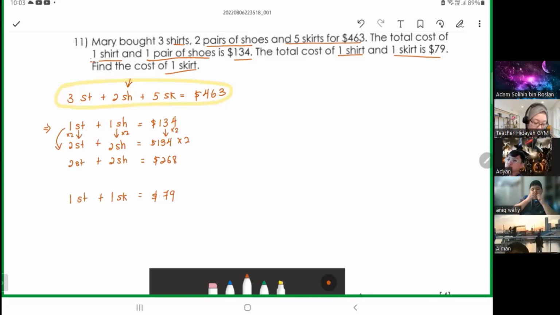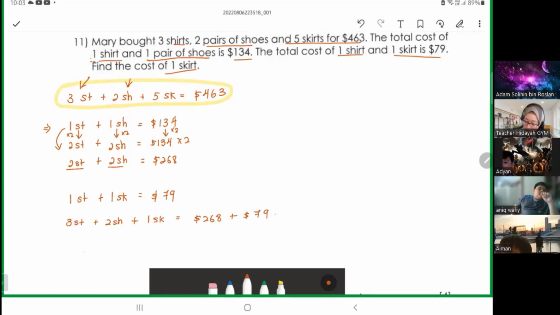$79. Now, how many shirts do I want in this case? I want 3 shirts, right? If you look at the main one, 3 shirts. So 3 shirt plus 2 shoe plus 1 skirt equals 268, which is 2 shirt, 2 shoe, plus $79.